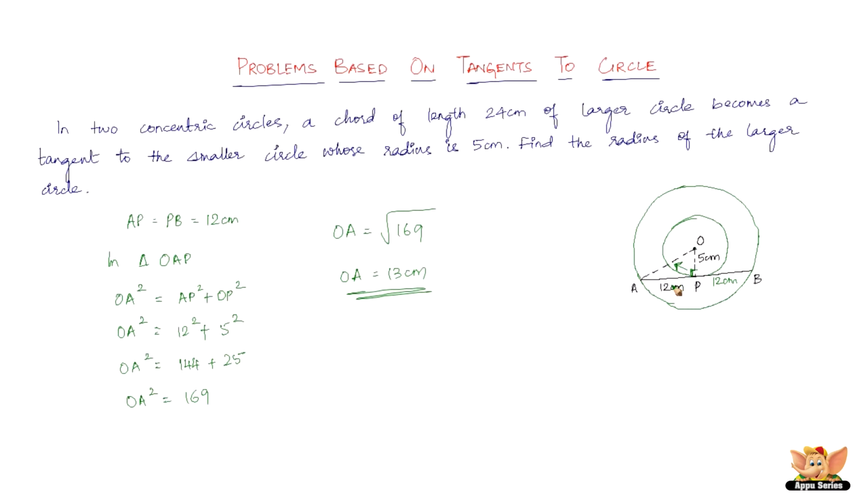And then you knew AP is 12, and so using the Pythagoras theorem, we found out the radius of the bigger circle. This is the end of this problem. Let us quickly solve another problem, which is also not going to be tougher than this one. It's going to be easy.